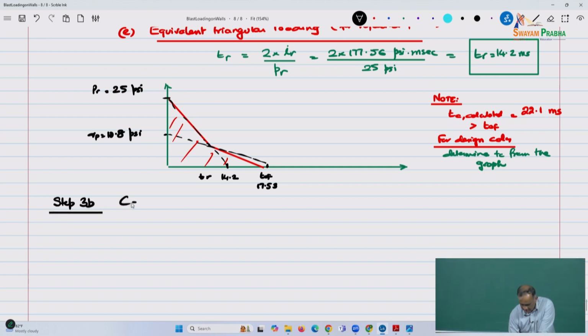Now we calculate the negative phase parameters.